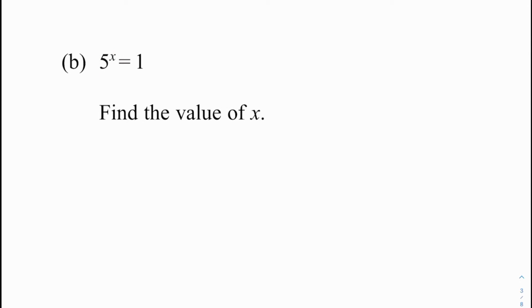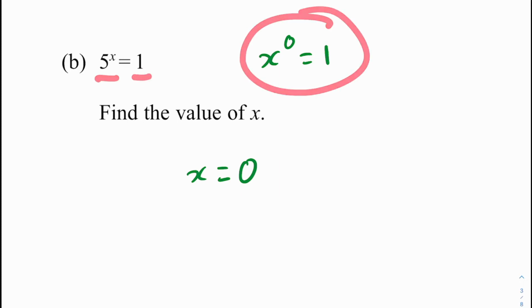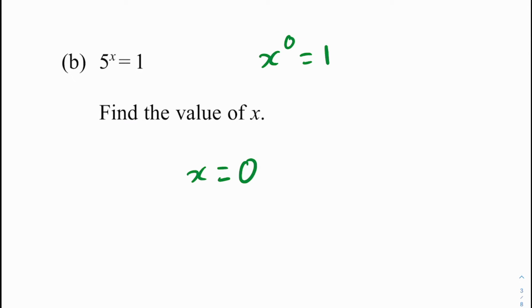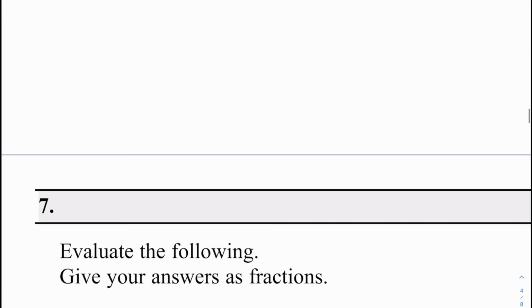So let's just say we've got x to the power of 0, that is always going to equal 1. So no matter what value we have for x, it could be 1, it could be 100, it could be a million, anything to the power 0 is always equal to 1. Okay, so this is just a rule that you need to know. So therefore x is equal to 0, as 5 to the power of 0 will equal 1 due to this rule here. Okay, so that is just one thing that you just need to learn.